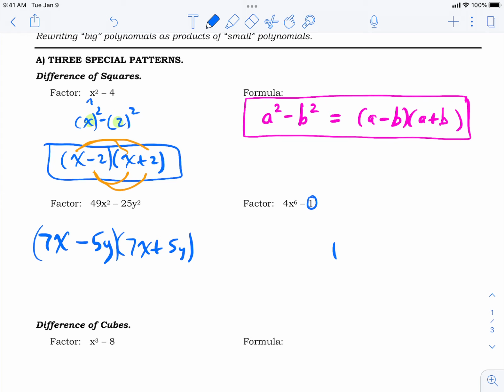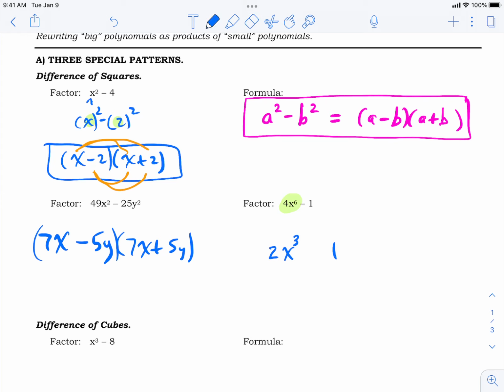Now what about this? Can I multiply something by itself, in other words, and get this? What times itself gives me 4x to the 6? Well, 2 times 2 gives me the 4, and x cubed times x cubed would give me x to the 6th, right? If you saw this as a homework problem, you'd multiply 2 times 2 is 4, and remember, you would add your exponents to get x to the 6th. So yeah, that's working. So these are both perfect squares.